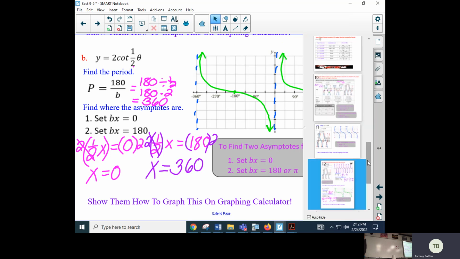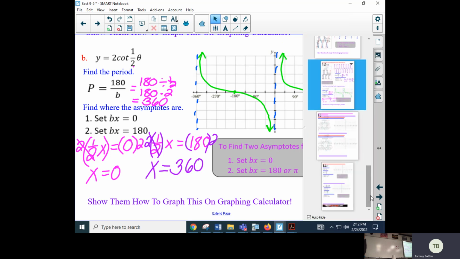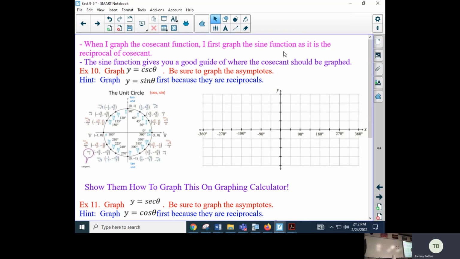So now let's look at this page. Now what we're going to do is graph cosecant. Cosecant, you guys, is the reciprocal of sine. So when you're doing cosecant, you always want to graph the sine function first. Once you get that, it's easy to do the cosecant. So it's like you're just graphing sine like we did yesterday.